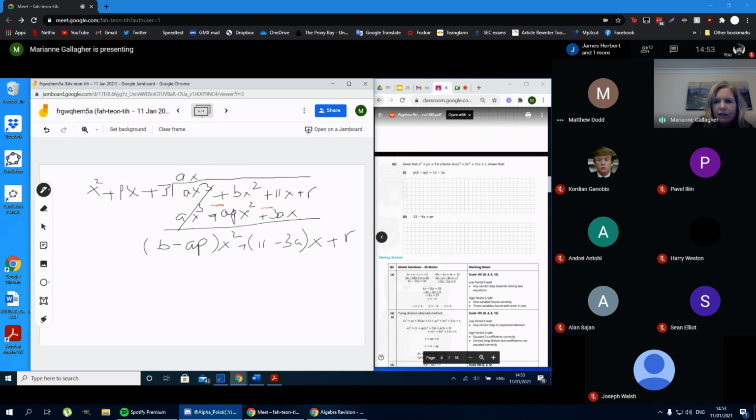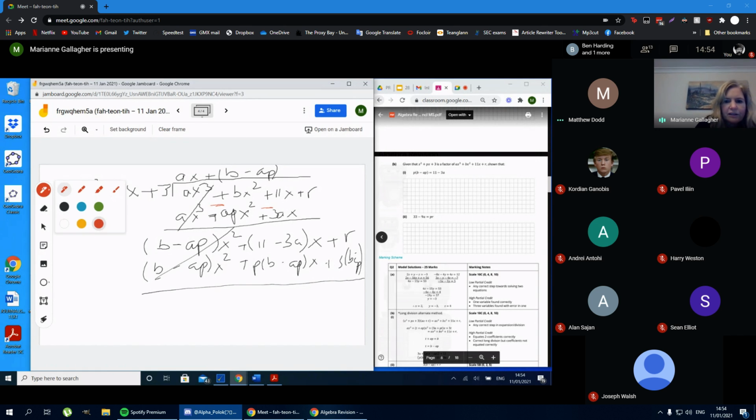And then when you divide it in again, we have plus b minus ap, okay? And I'm just going to put that in brackets. So you're going to have b minus ap times x squared plus p times b minus ap times x plus 3 times b minus ap. Okay, sorry, that's a bit messy there. This will cancel again, okay? And again, change your signs. This will be minus and this will be minus, okay?